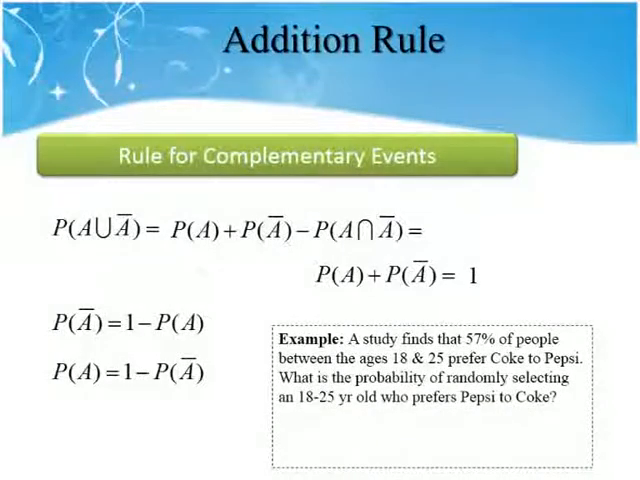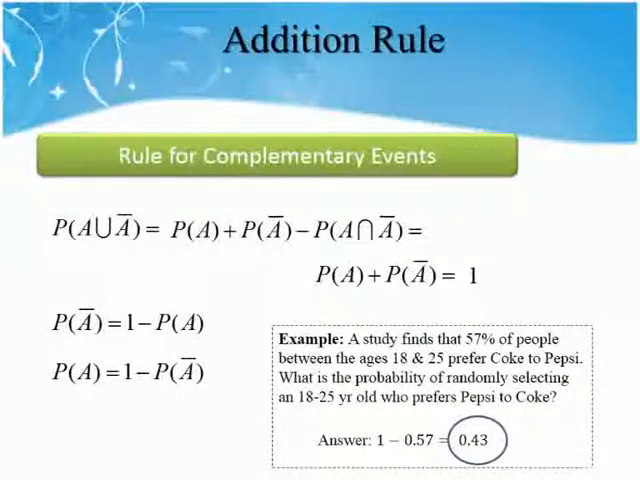As an example, suppose a study finds that 57% of people between the ages of 18 and 25 prefer Coke to Pepsi. What is the probability of randomly selecting an 18 to 25-year-old who prefers Pepsi to Coke? Well, if 57% prefer Coke to Pepsi, 1 minus 57%, or in other words, 1 minus 0.57, would be 0.43 or 43%. So the probability of randomly selecting an 18 to 25-year-old who prefers Pepsi to Coke is 0.43.